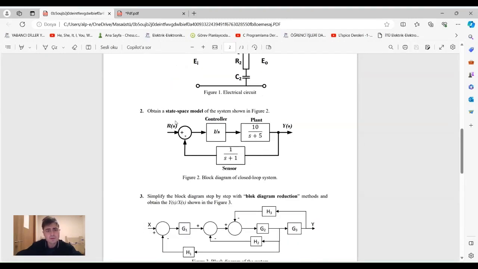In this question, obtain a state space model of the system shown in figure 2. We already see these are the block diagram, and our controller and plant. We must write the equations. This is x1, and this dot is x2, and the sensor is like a feedback, x3. We write these dots because we want to write the equations.